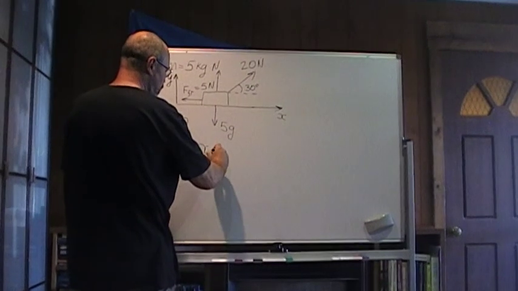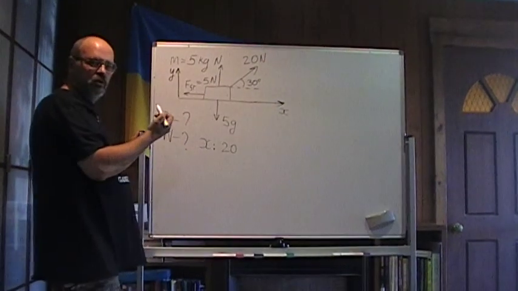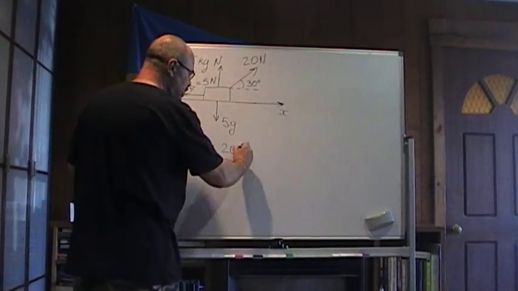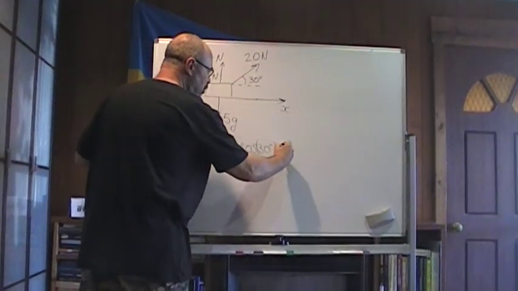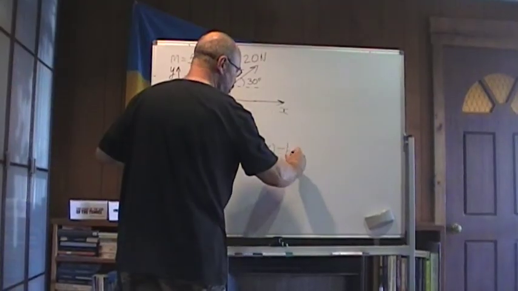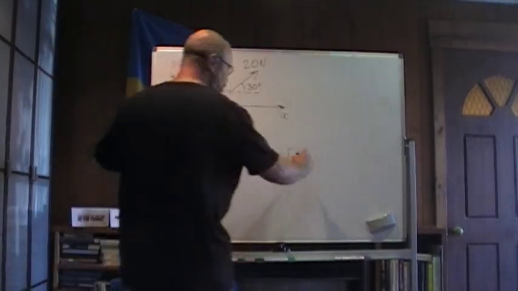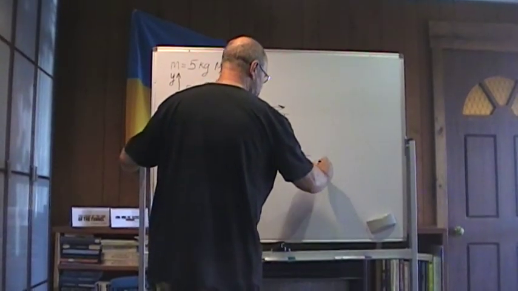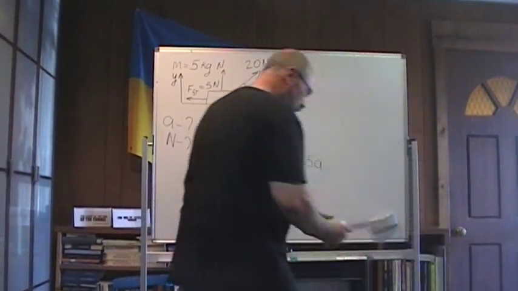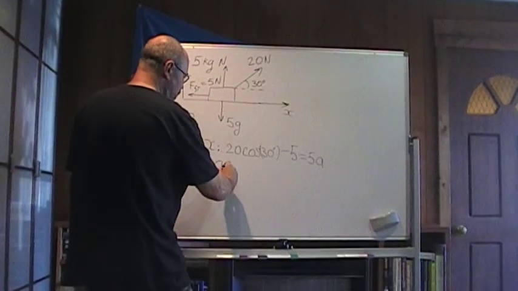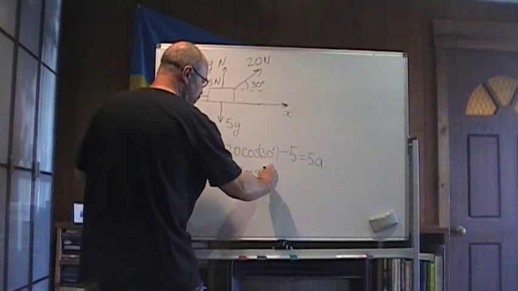On the x-axis, we have the force 20 newtons. Its resolution to the x-axis will be 20 cos 30 degrees, minus 5 newtons friction force, equal to mass 5 times acceleration. From here we can find the acceleration, and that will be equal to 1.7 meters per second squared.